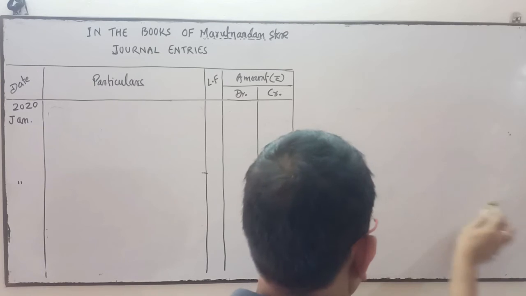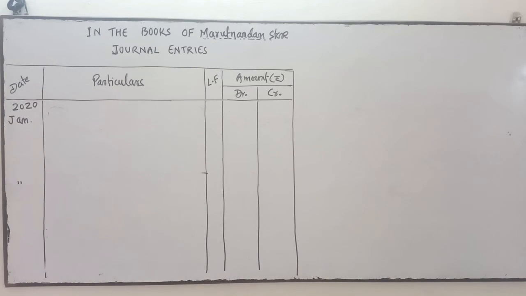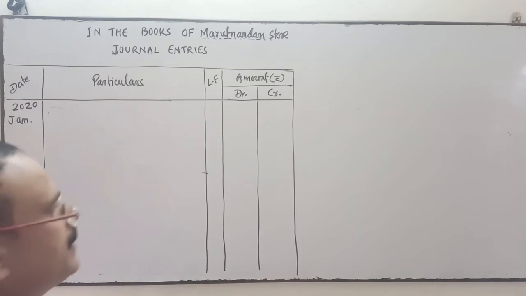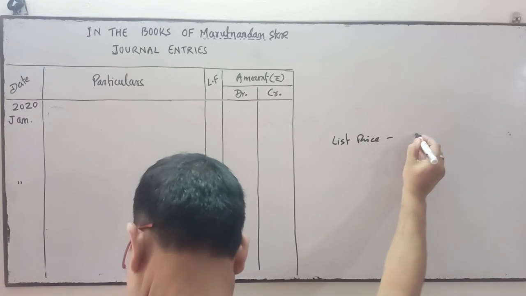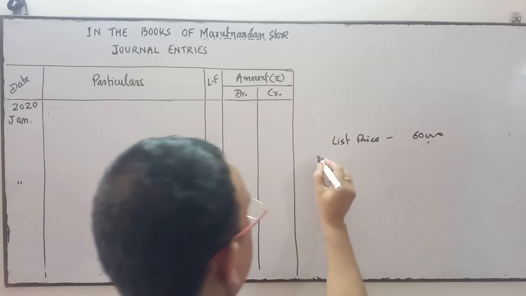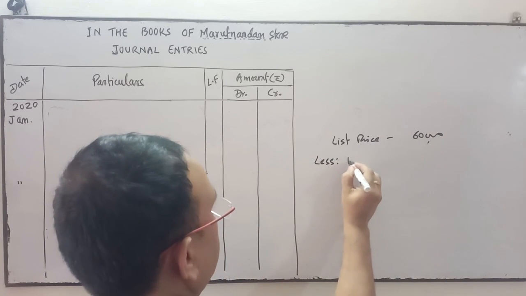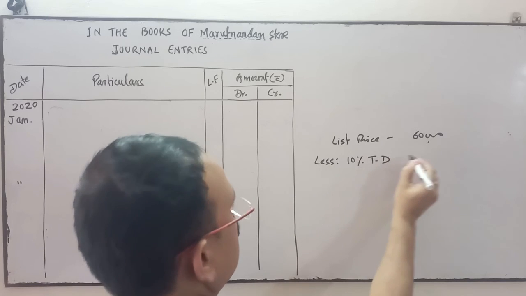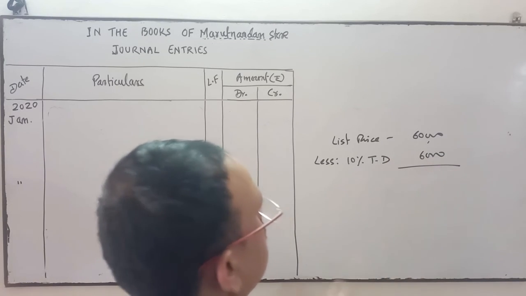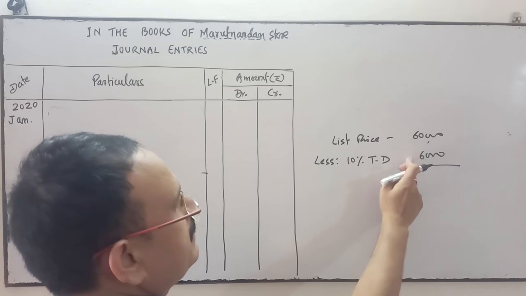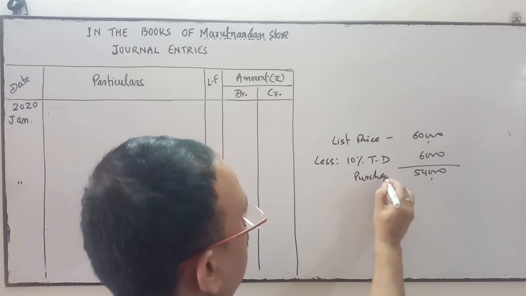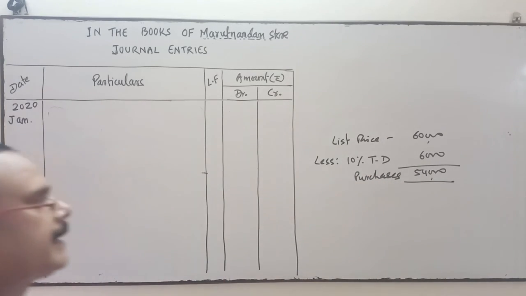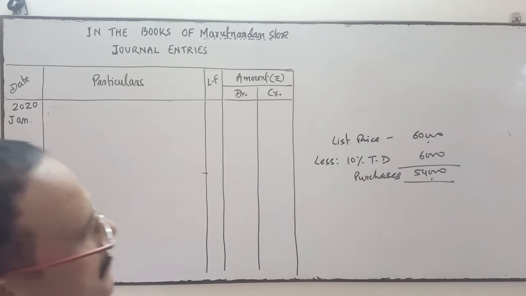Thereafter, continue with the fourth transaction. Fourth transaction is purchase of goods from Raghu of the list price 60,000 at 10% trade discount. 10% of 60,000 is 6,000. So purchase is only 54,000. This is the actual purchase. After deducting the trade discount, the purchase figure will come.